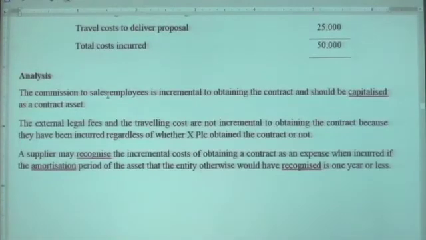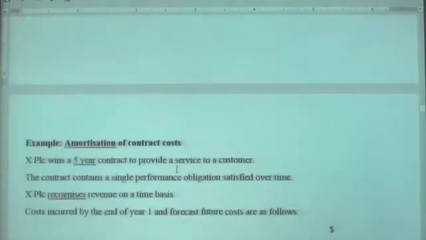The commission to sales employees is incremental to obtaining the contract and should be capitalized as a contract asset. The external legal fees and travelling costs are not incremental to obtaining the contract because they would have been incurred regardless of whether XPLC obtained the contract or not. A supplier may recognize the incremental cost of obtaining a contract as an expense when incurred if the amortization period of the asset that the entity otherwise would have recognized is one year or less.